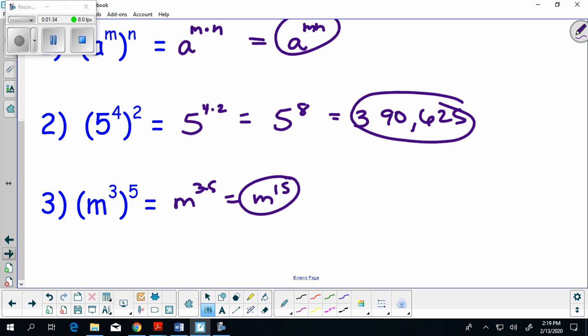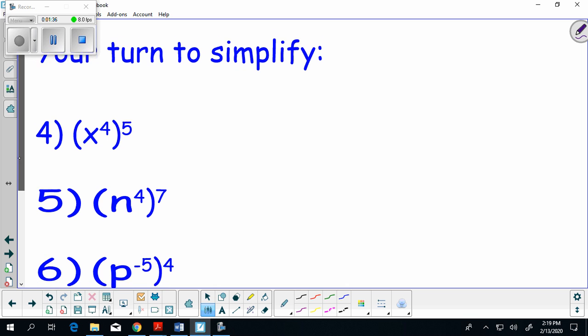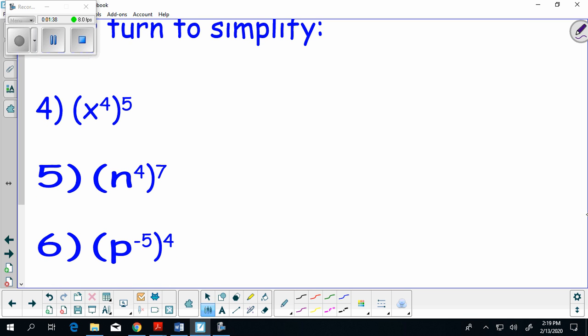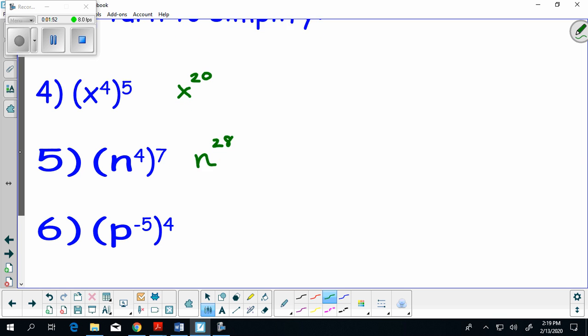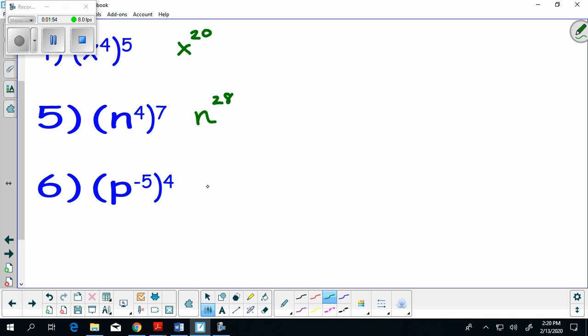Okay, if we go to the next page, there are some that they could try on their own. For this one, I copy the x and multiply 4 times 5. That's x to the 20. Number 5, I copy the base n and multiply 4 times 7. That's 28. Number 6 has a little spin on it, but not much. I copy the base and multiply negative 5 times 4 and get negative 20.